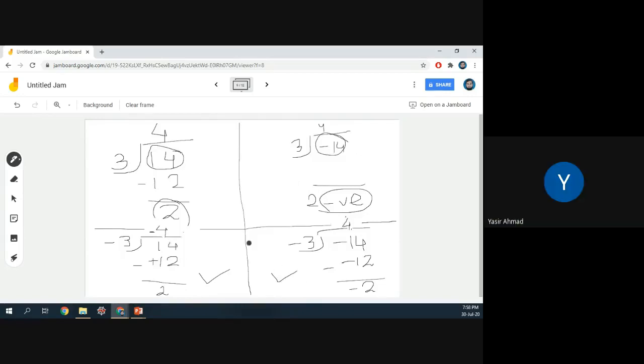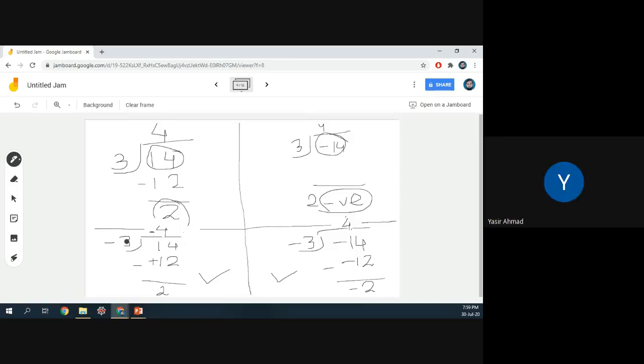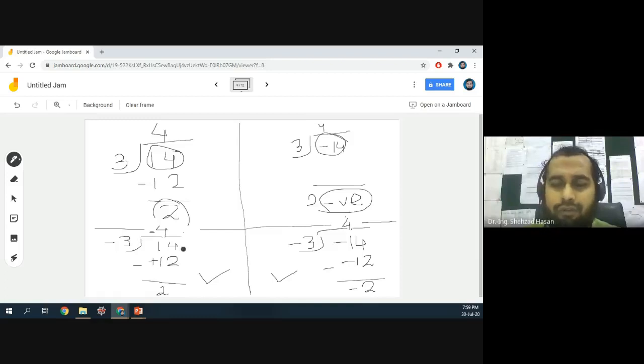So this means we decide quotient sign, minus or negative, on the basis of, you can say, divisor. Yes, the sign of quotient is going to change on the sign of divisor. So if the divisor is negative, then your quotient can be negative or can be positive. It depends on the divisor and dividend both, right?